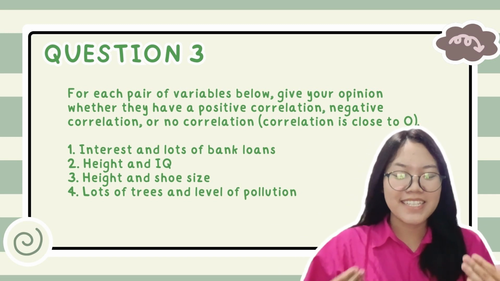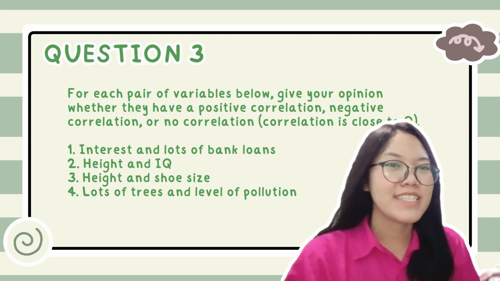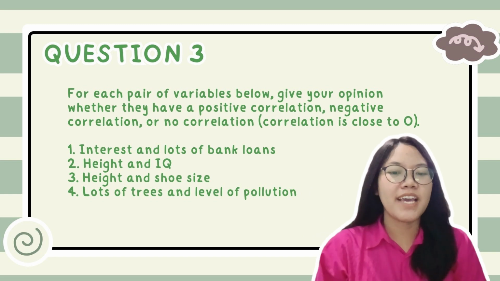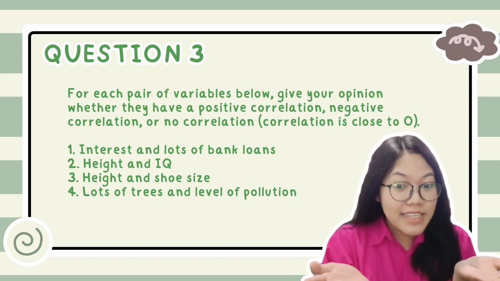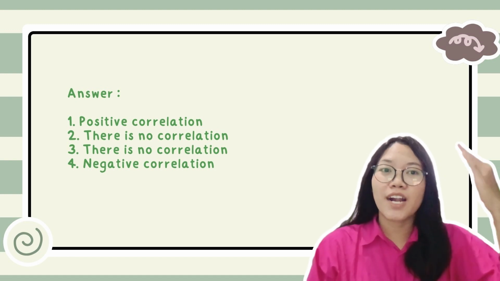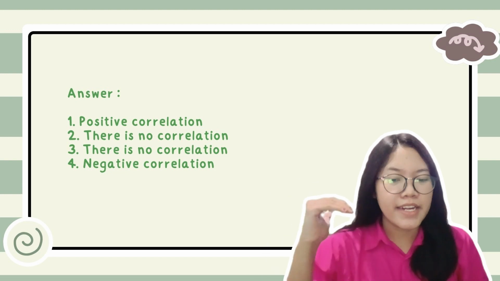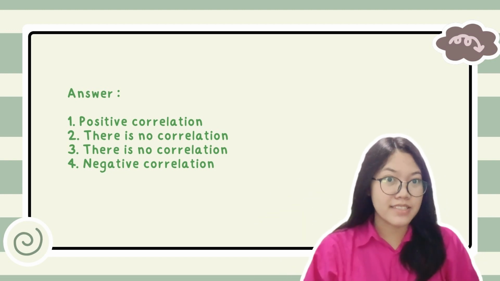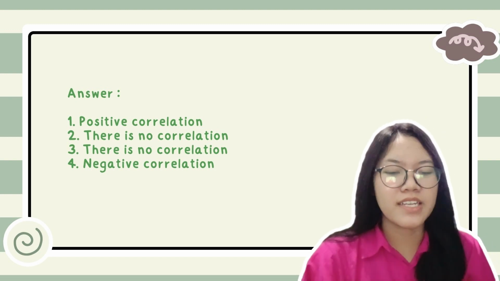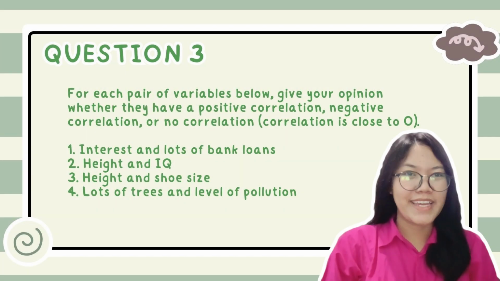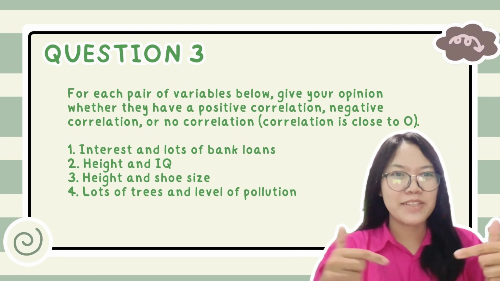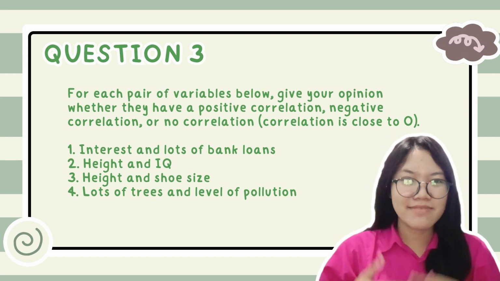Okay, guys, let's discuss the answer to question number 3. We know clearly, guys, that points B and C have no correlation. Because height doesn't affect how high our IQ is or how big our shoe size is. There is no correlation. And what do you think is the answer to points A and D? Comment down below, or you can answer.